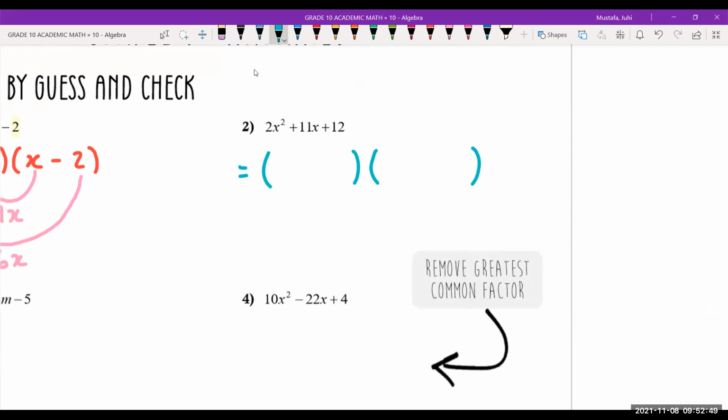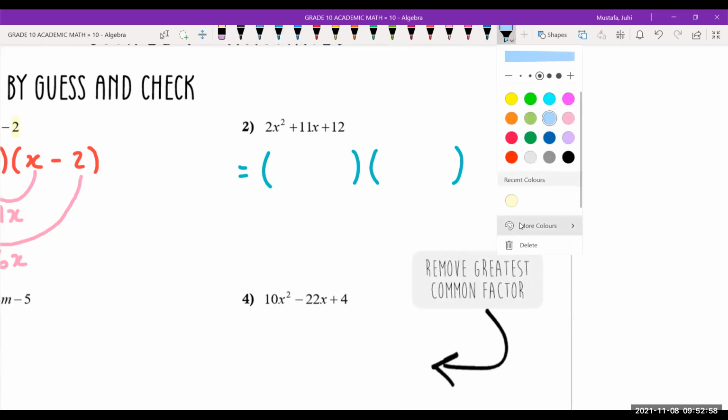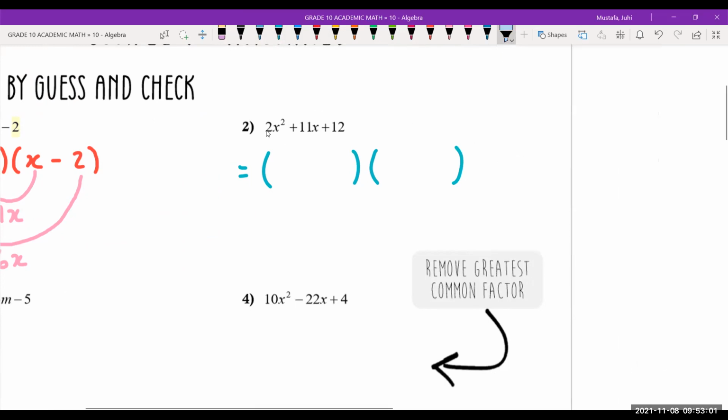I'm going to make 2 sets of brackets. And I'm going to look at the first term and I'm going to look at the last term. What are the only 2 numbers that multiply to give me 2? Yeah, so it's just going to be 1 and 2. That's great. I like that there aren't a lot of options. It has to be a 1 and a 2. What are all of the factors of 12? Yeah. 1 and 12, 2 and 6, 3 and 4.